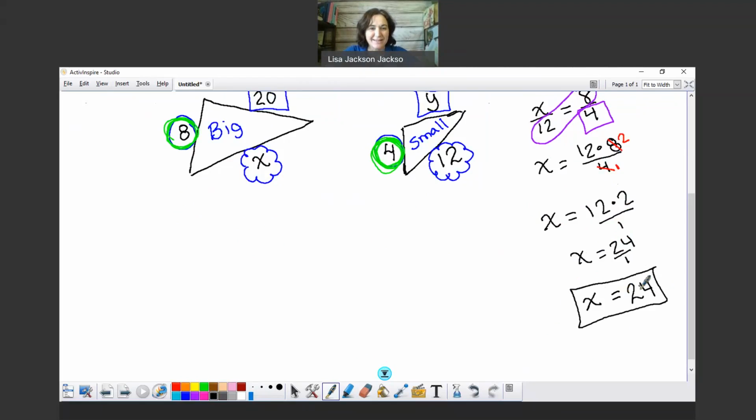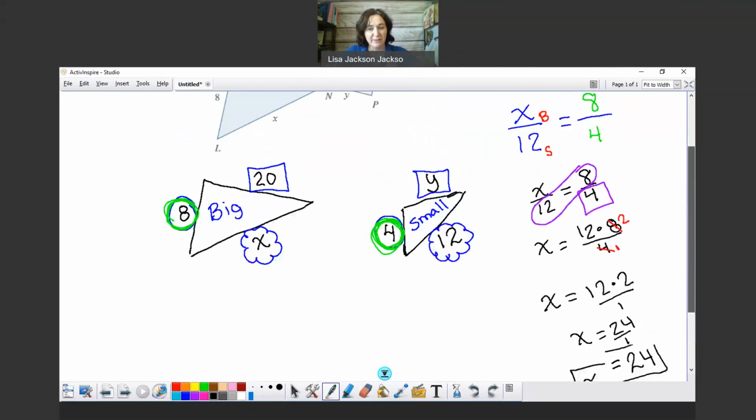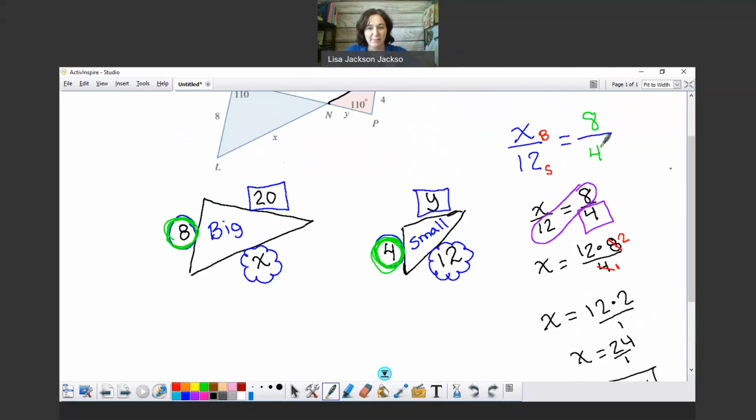Your next second half of that problem would be to find Y. You would do the same thing, and to keep your life easier, I would keep the same setup, except now put the number from the big that matches the Y. So notice Y is not from the big triangle, it's from the small one. So if I'm following my same setup, I would put the 20 here and the Y down there, big over small, only because that's how I set it up. I would use the 8 over 4 again to find the value for Y.